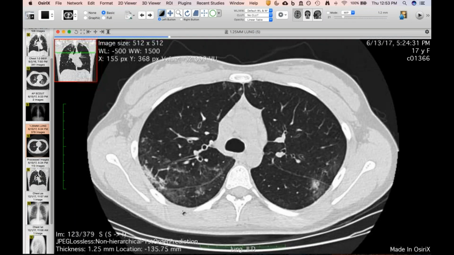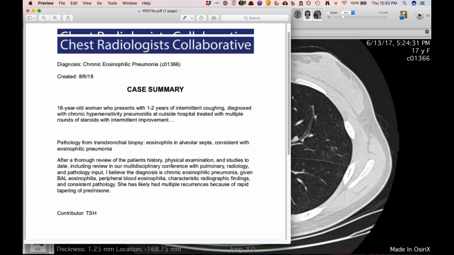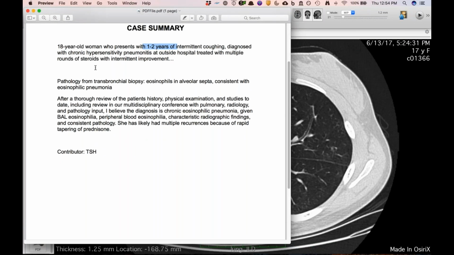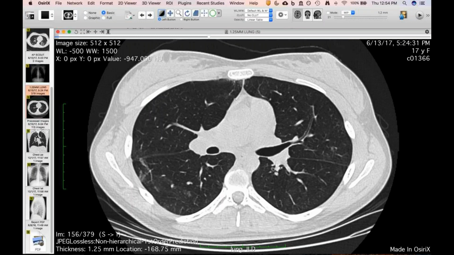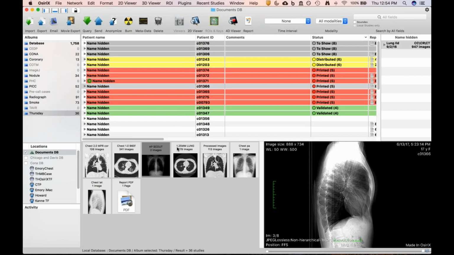And she was just recently referred to our interstitial lung disease clinic. She'd had 1 to 2 years of intermittent coughing. And interestingly, somewhere they had diagnosed her with chronic hypersensitivity pneumonitis and then given her multiple bouts of steroids. So I don't really know the true time course, but I think that original study was at her time of diagnosis. And she was also one that had eosinophilia both on bronch and peripheral blood. So I show those two.